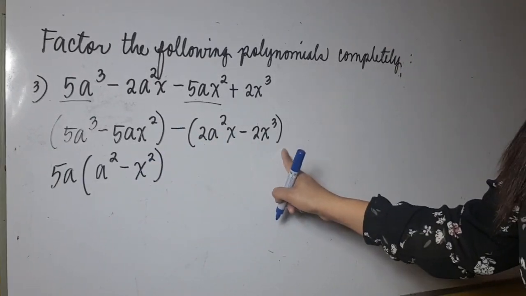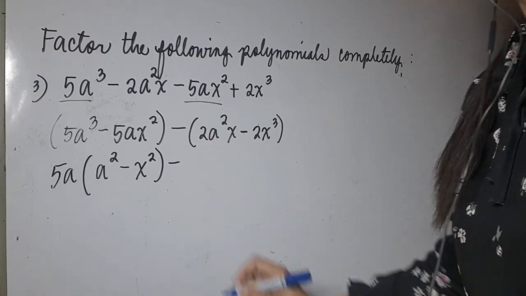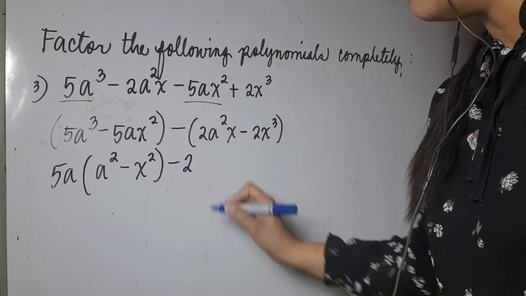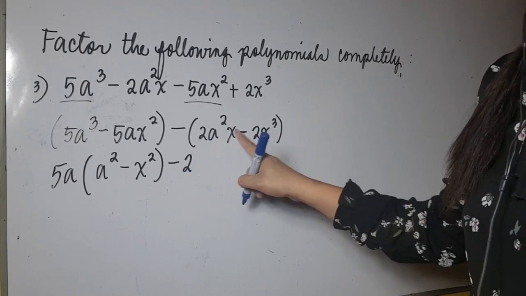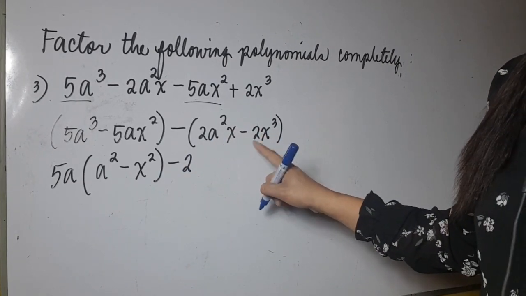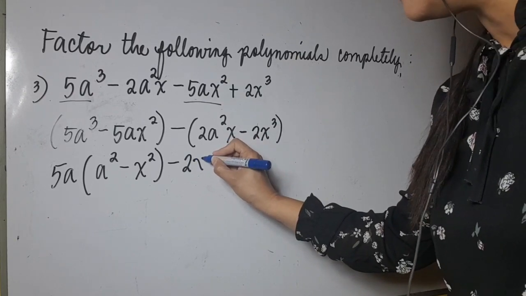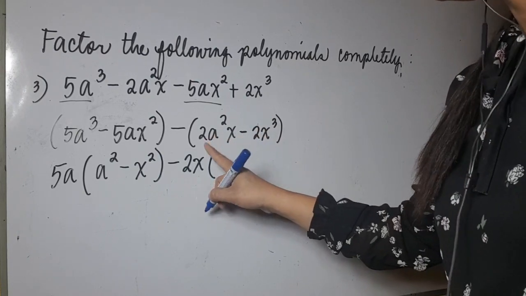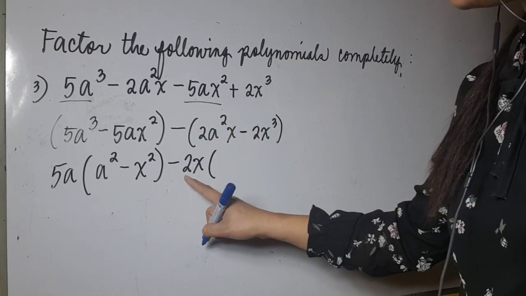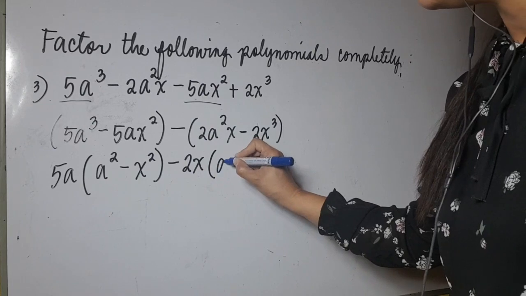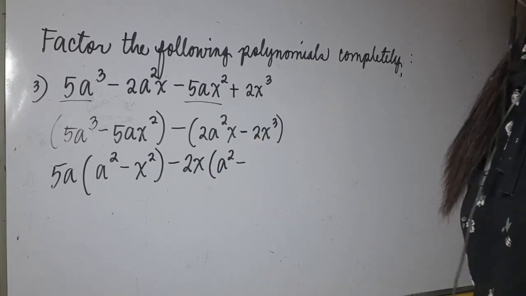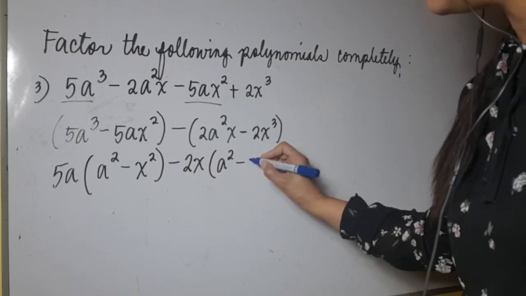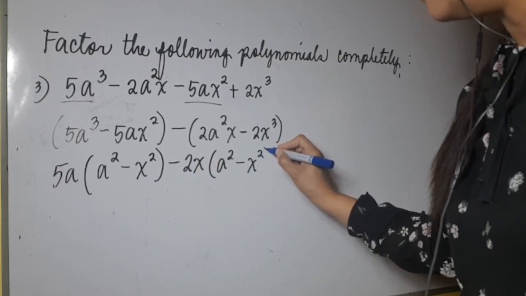Okay, now the second group, what must be the common factor? You have 2. Okay, 2 is a common factor. You do not have an a here, so a is not. Then you have x, because you have x and x cubed. Okay, 2a squared x divided by 2x is a squared minus 2x cubed divided by 2x is x squared.